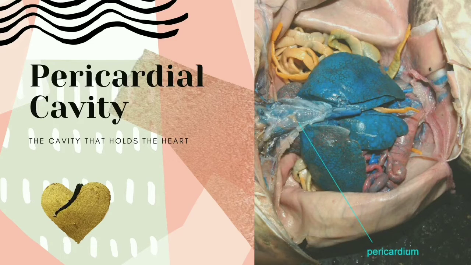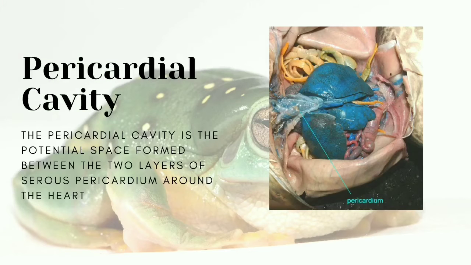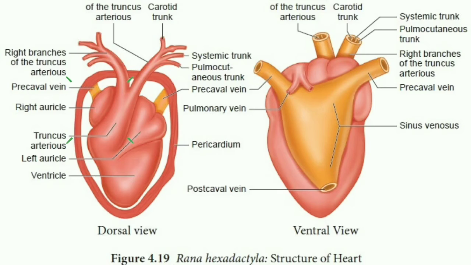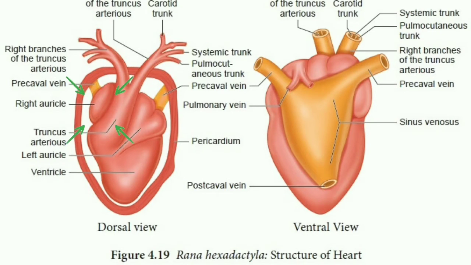Pericardial cavity, the cavity that holds the heart. The pericardial cavity is a potential space formed between the two layers of serous pericardium around the heart. There are two atria in the human heart, the left atrium that receives blood from the pulmonary lung circulation and the right atrium that receives blood from the vena cava. The right atrium, or the upper right chamber, receives the deoxygenated blood from the body through the vena cava and pumps it into the right ventricle, which then sends it to the lungs to be oxygenated.